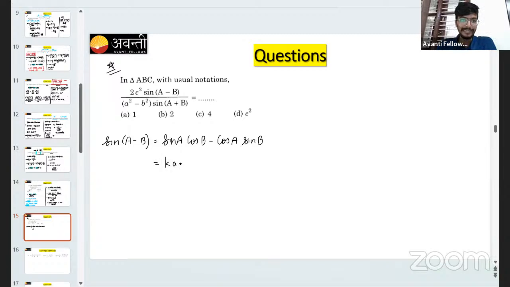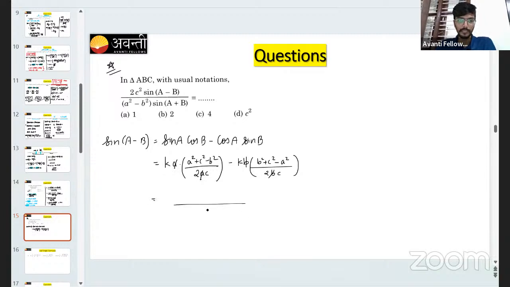Sin A की जगह पे I can write KA and cos B की जगह पे A square plus C square minus B square upon 2AC, minus sin B की जगह पे I can write K into B, cos A की जगह पे B square plus C square minus A square upon 2BC. Here A will get cancelled, here B will get cancelled. So I'll get 2C here and I can take K common, right? So I'll get A square plus C square minus B square minus open, so sign change, minus B square minus C square plus A square.